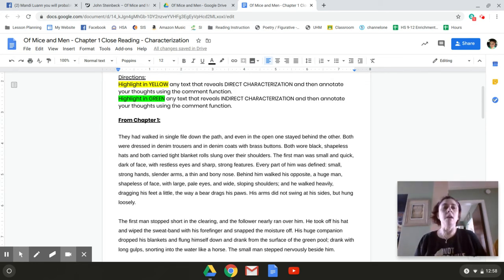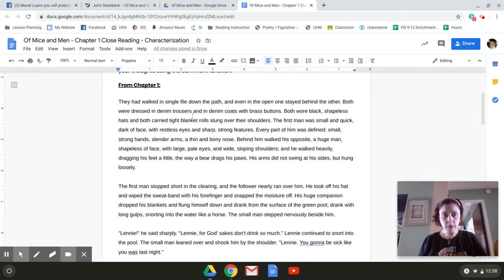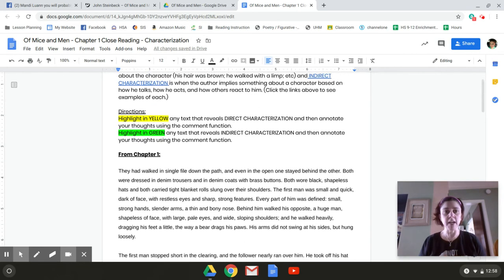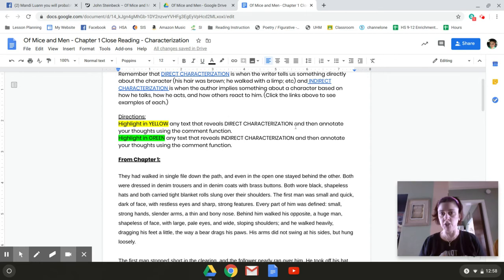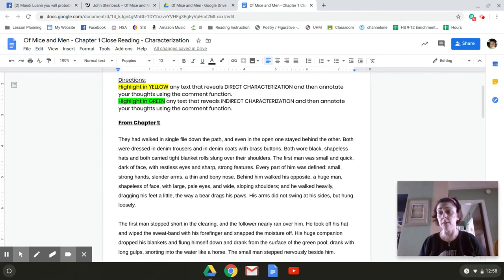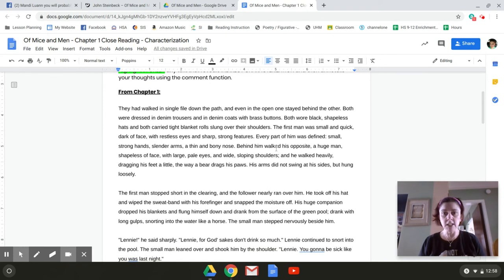So, all right. So we're looking at Lenny and George, and this is how they're introduced to us. Okay. So they had walked down the single file path is where we're beginning. So as you reread through this text, let's just find an example of direct characterization together. And you can use mine if you need to, that's fine. So let's go to this one. I like this one. So I'm going to highlight this.